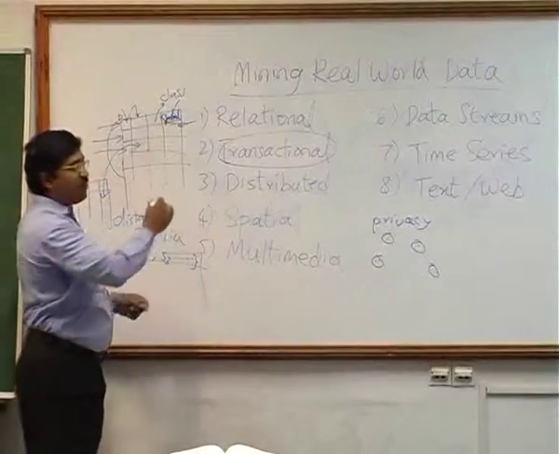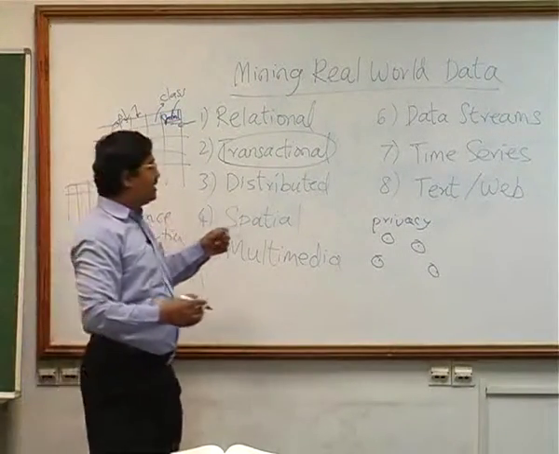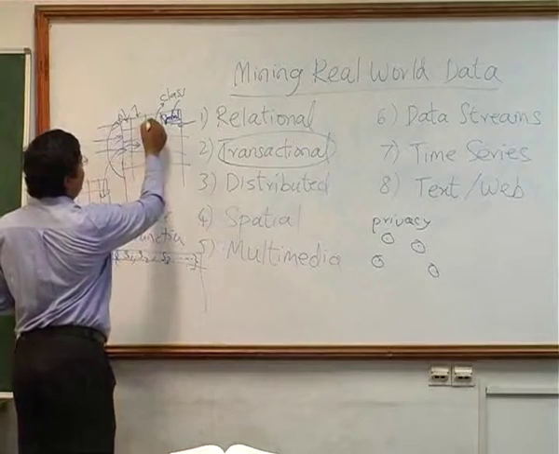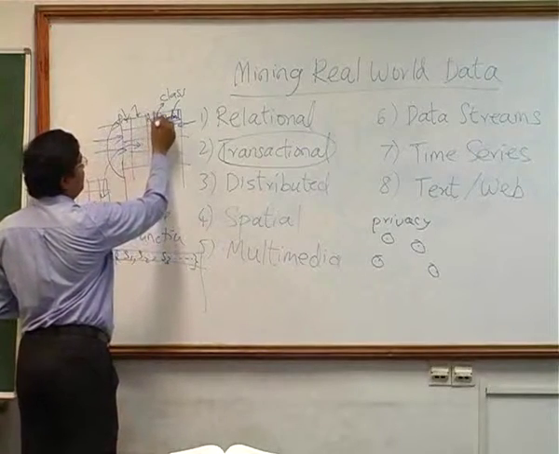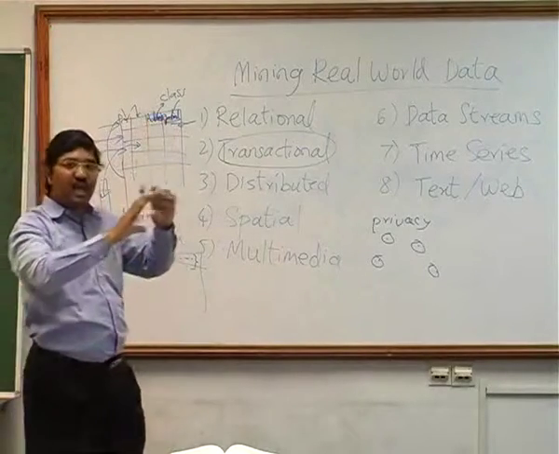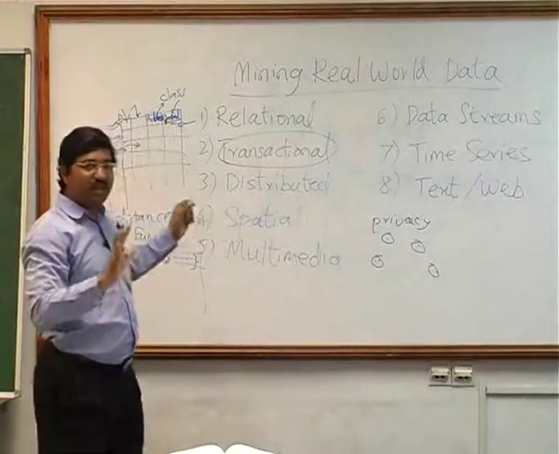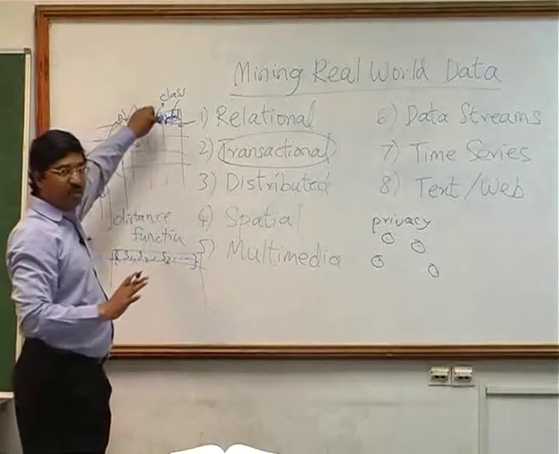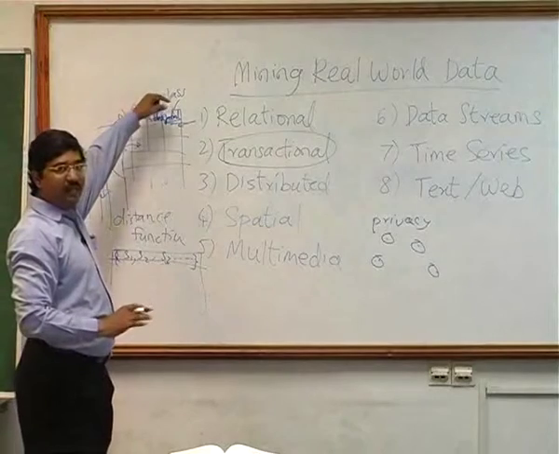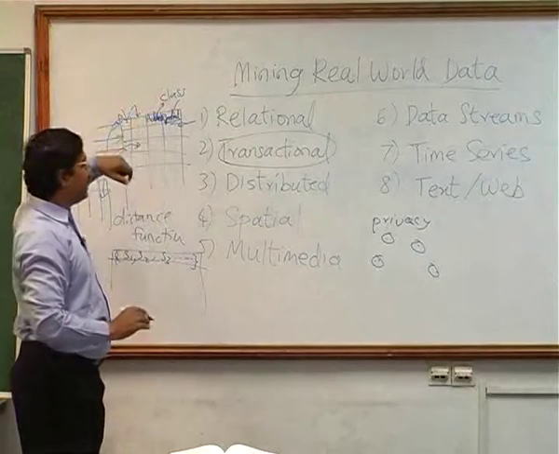So this might be, for example, let's say the address of a person. And the address of a person is a location in some space. So that's the meaning of a spatial attribute, and any database which has a spatial attribute is a spatial data set.